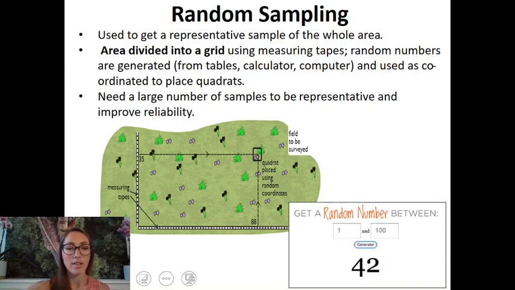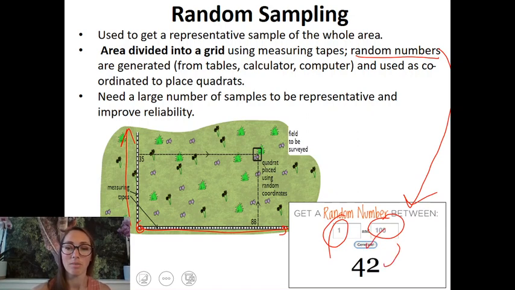The easiest way to do that is to run a couple of tape measures, so you've got a grid kind of like this. You can then use things like random number charts or generators, so you can often find them on Google. So for example, here in my random number generator, I've said I want numbers between 1 and 100, and when I click generate, it gives me a random number. I could then click and get another random number, and let's say my second random number was 52, for example. Sorry, my writing's not very good.